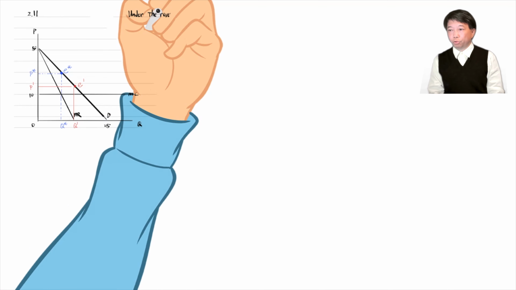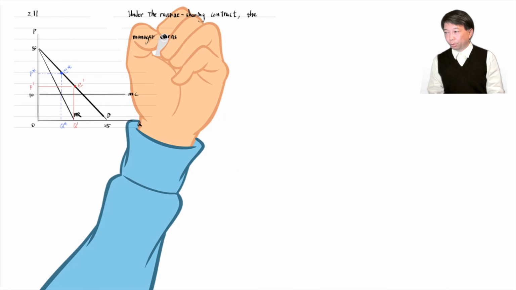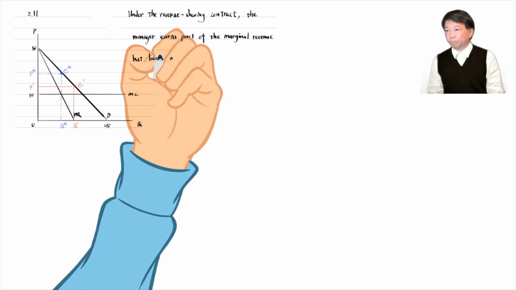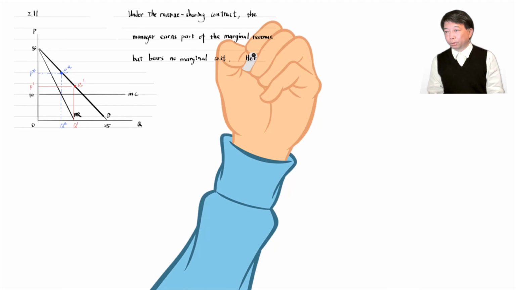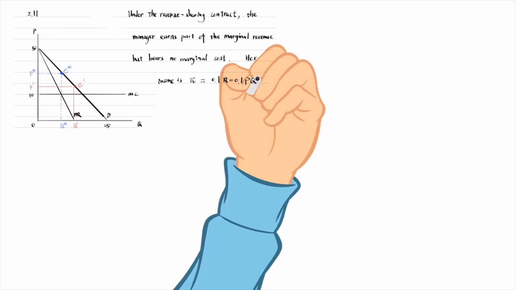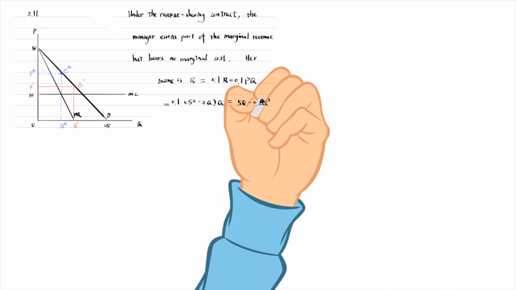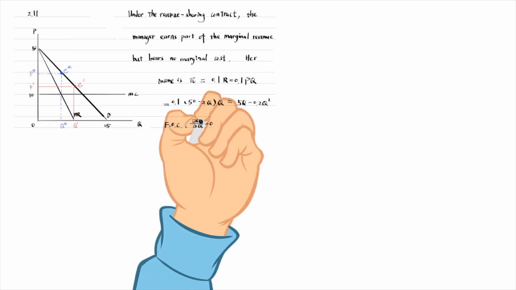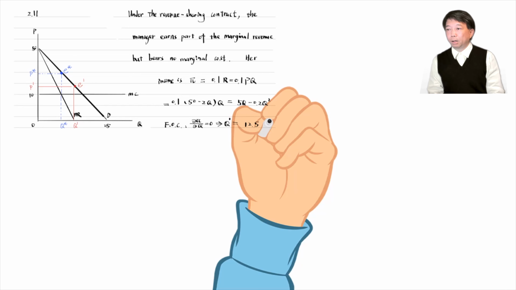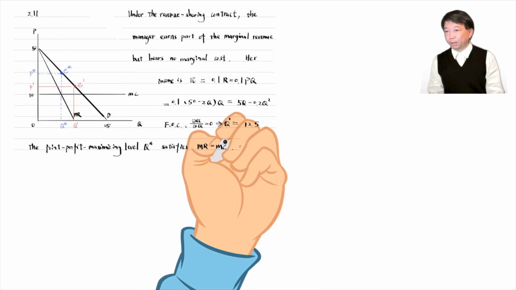Under the revenue sharing contract, the manager earns part of the marginal revenue but bears no marginal cost. Her income is maximized at an output of 12.5. However, the joint profit maximizing level of output is 10, which is lower than the manager's choice.